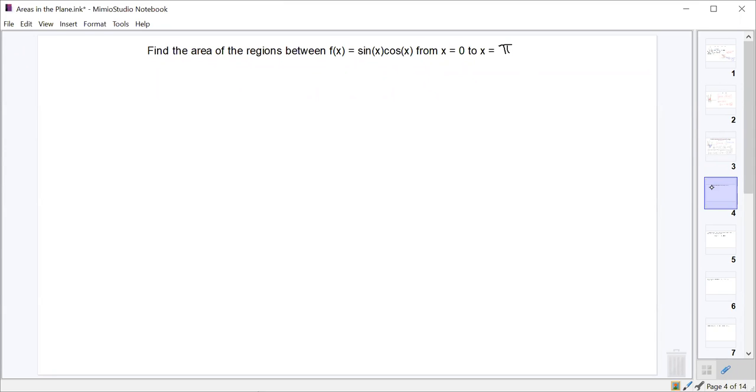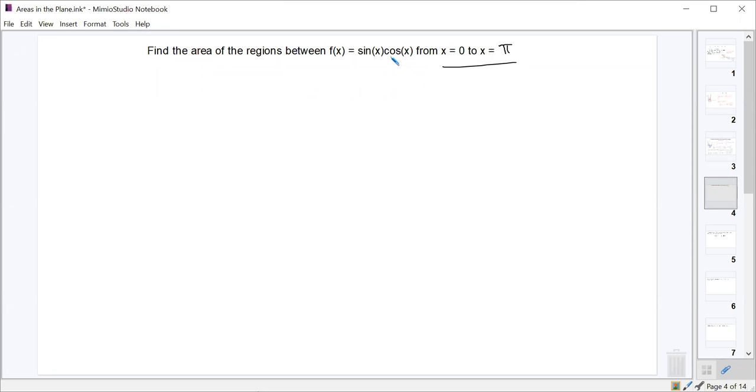So we want the area of the regions between sine x, cosine x, from x equals 0 to x equals pi. Now, we might not know exactly what that graph looks like. Do you agree? You probably don't know exactly what that graph looks like. If you do, then good, but if you don't, that's okay. What we need to concern ourselves with is when it crosses through the x-axis on the interval between 0 and pi. So how do we determine when that crosses through the x-axis?